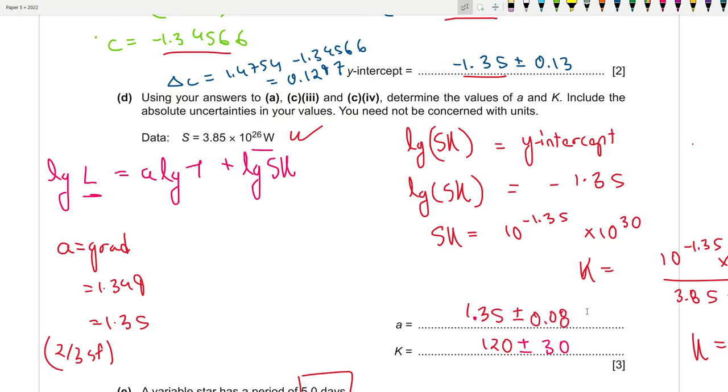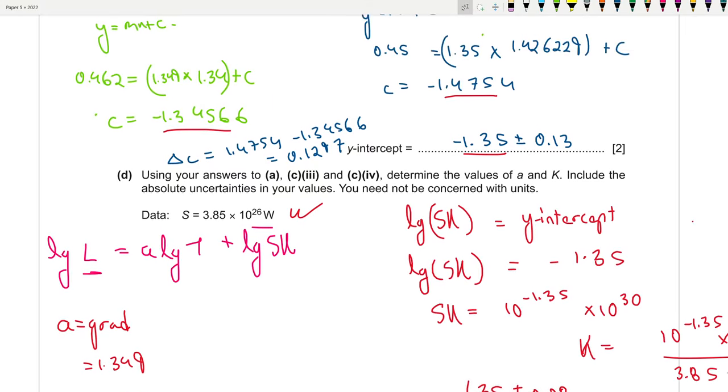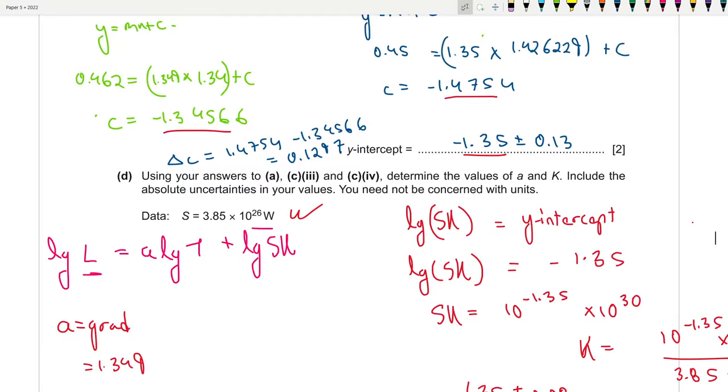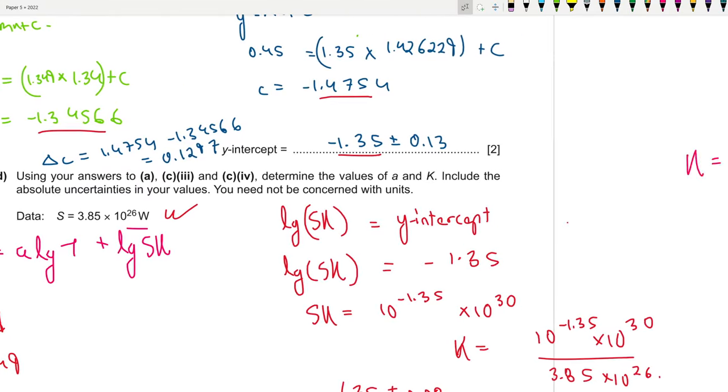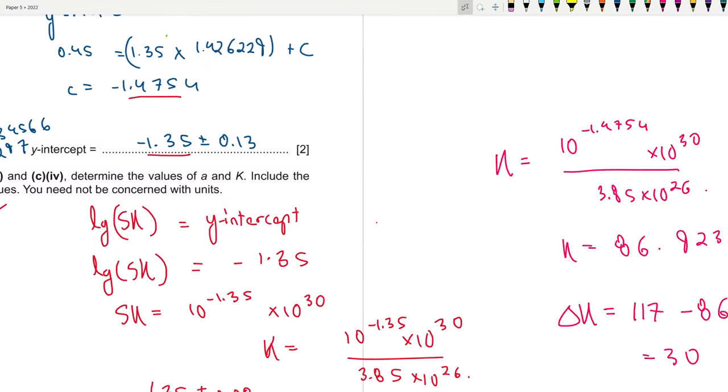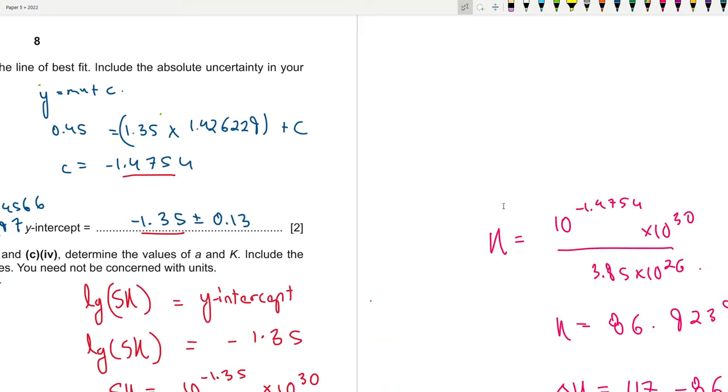It's the one from gradient. But for K, it's a more complicated process. We need to find out K again, but using values, using the y-intercept from the worst acceptable line. So I did it again. I wrote log Sk is equal to this value over here, minus 1.4754. This is the y-intercept of the worst acceptable line.